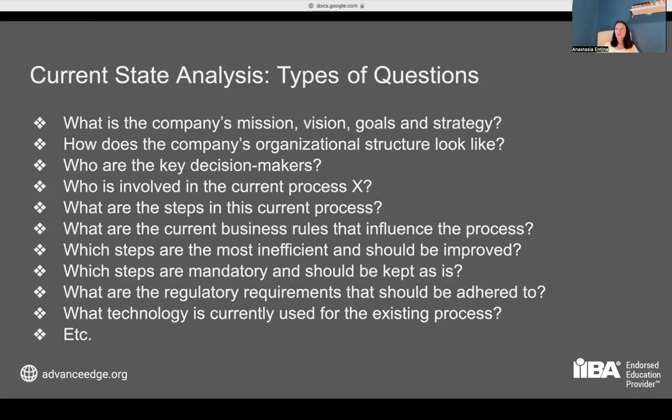If you're analyzing certain business processes and work not on the company level, the enterprise level, but your work is to improve those business processes, who is involved in the current process X, for example? What are the steps in that process? What are the advantages, and which activities, steps, or advantages should be kept? What are the disadvantages? What should be improved? What rules are used in decision making for this process, probably? And what are the regulatory requirements that we should adhere to, and so on and so forth.